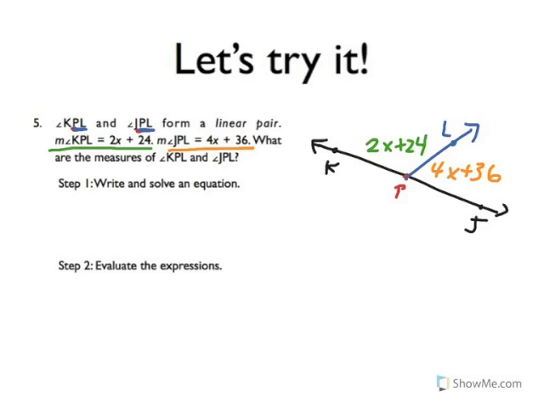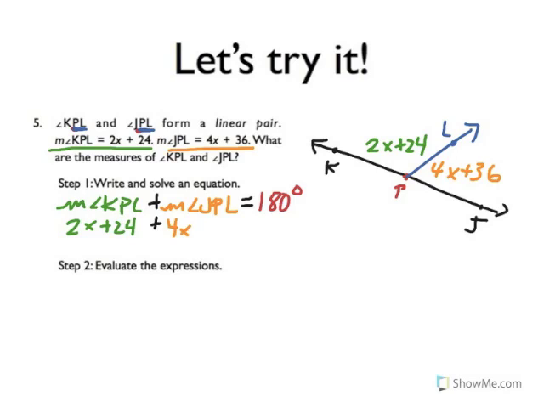We know by the angle addition postulate that if we add the measures of two angles together, we will get the measure of the entire angle. We happen to know that it's 180 degrees because the linear pair property tells us that linear pairs are supplementary. So now let's substitute in some values. The measure of angle KPL is 2x plus 24. And the measure of angle JPL is 4x plus 36.